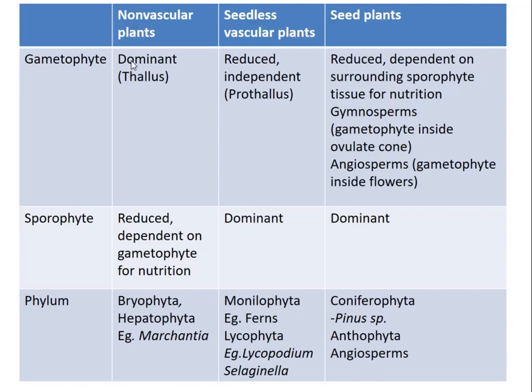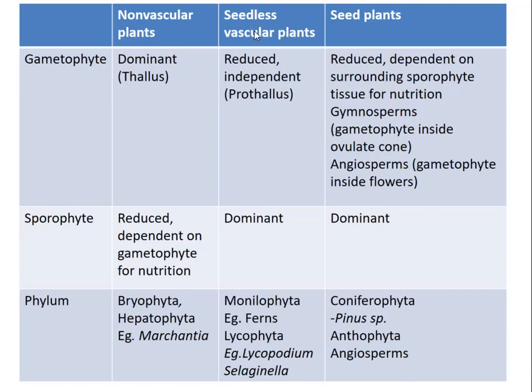So for non-vascular plants, remember the dominant stage of the life cycle is the gametophyte. The gametophyte shape is a flat thallus. Remember, we have separate thalli for male and female gametophytes. The sporophyte is reduced, small in size and depending on the gametophyte, right?